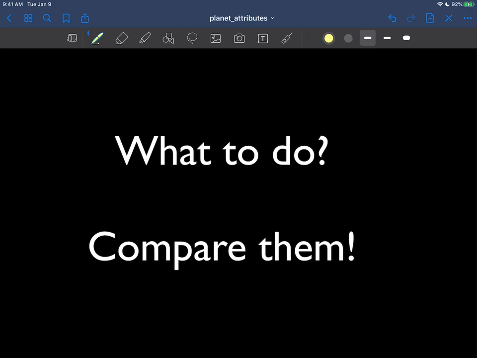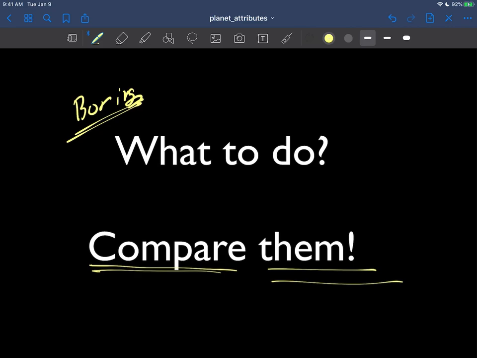So what to do then? Because it can get a little boring if I just come out here and talk about the tilt and the rotation and the position. But what is actually kind of interesting is to compare them. So that's what we'll do. We'll learn about the planets, a few interesting facts about each one of them, but we'll compare them because, boy, are they different.